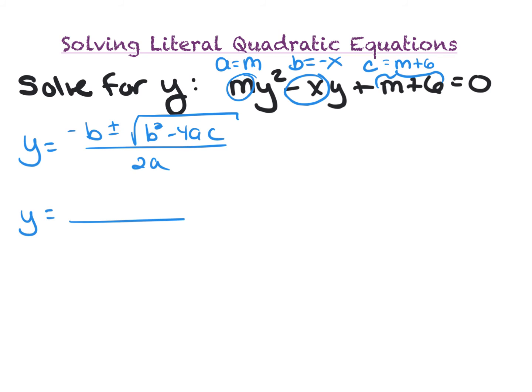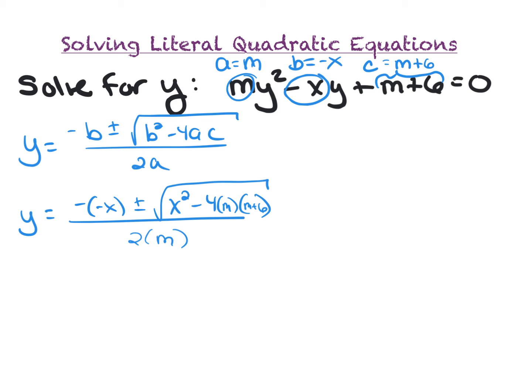So we have y equals negative b, which will be negative x, plus or minus the square root, b squared would be negative x quantity squared, so x squared, minus 4ac, a is m, c is m plus 6, and then all over 2a, and like I said a second ago, a is m.